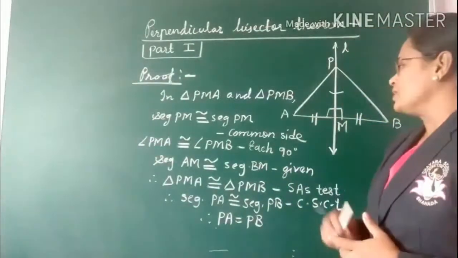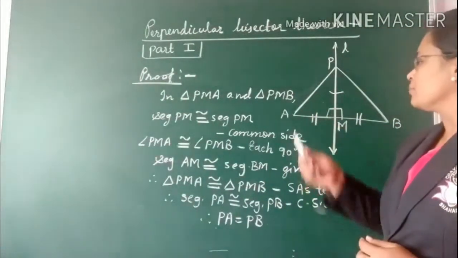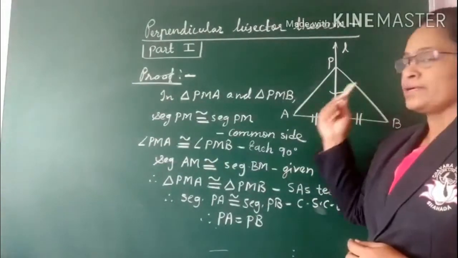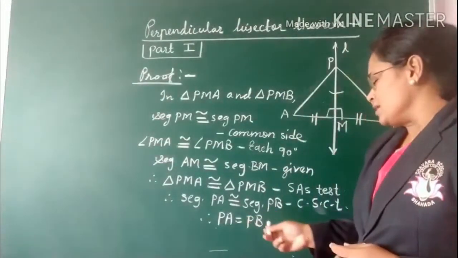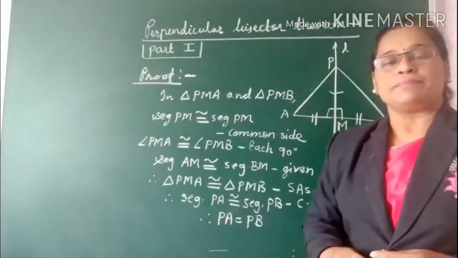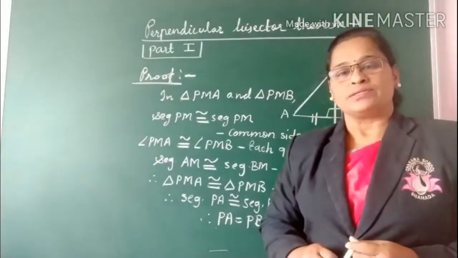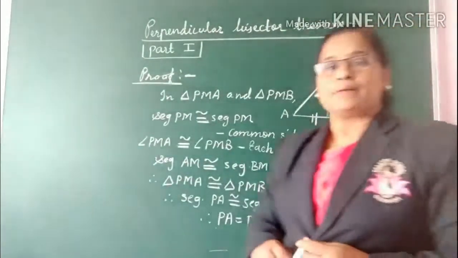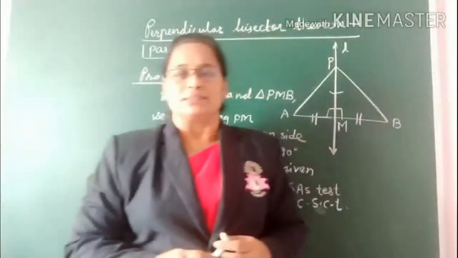Then, once we prove both the triangles are congruent, we prove here side PA is congruent to side PB by CSCT. What is CSCT? Corresponding sides of congruent triangles. In this way, we can prove the part 1 of perpendicular bisector theorem.